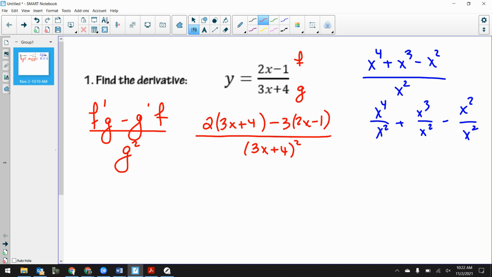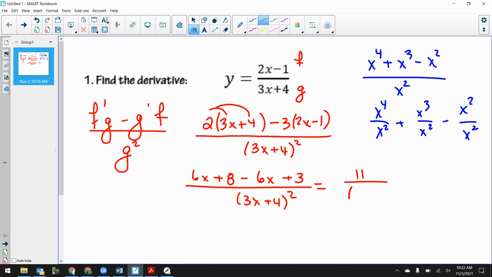Okay, let's manipulate the numerator, though. Let's algebraically reduce down 6x plus 8 minus 6x plus 3. Okay, cool, over 3x plus 4 squared. So that gets me 11 over 3x plus 4 squared. Nothing to reduce from there. If you wanted to make it a little bit harder, yeah, just go ahead. The denominator would be 9x squared plus 24x plus 16. That's quick math. Questions about that one?